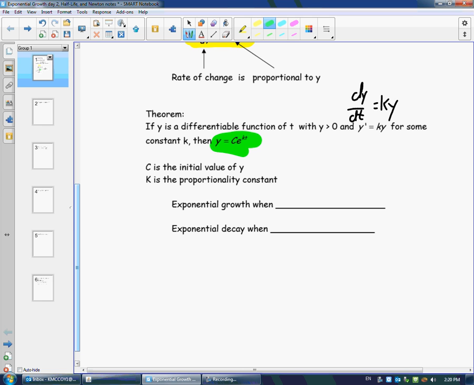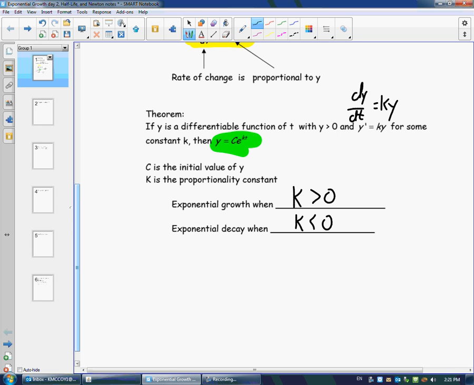Exponential growth is going to be when your k value is greater than 0. And that should make sense if you think about it. You're taking an exponential e and you are raising it to a power which is positive. Therefore, it should be a growth. Likewise, if you're going to have decay, you're going to have e to some negative power, and that would be a decay model. K would have to be less than 0.